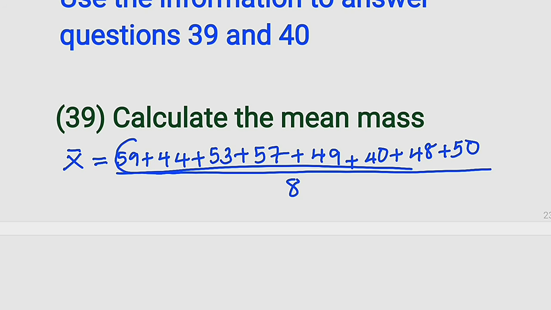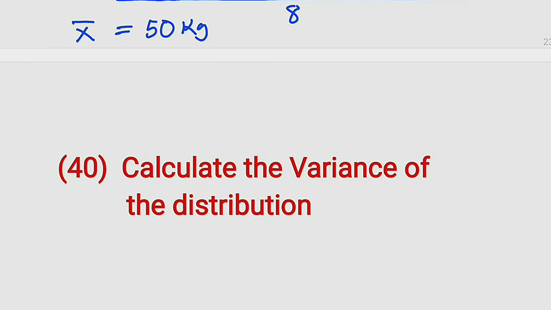By adding all of these numbers, you're going to get 400, and 400 divided by 8 will give you what? Exactly 50. So x bar is equal to 50. Therefore, the mean of this mass is 50 kilogram. Let us move on to the next question.